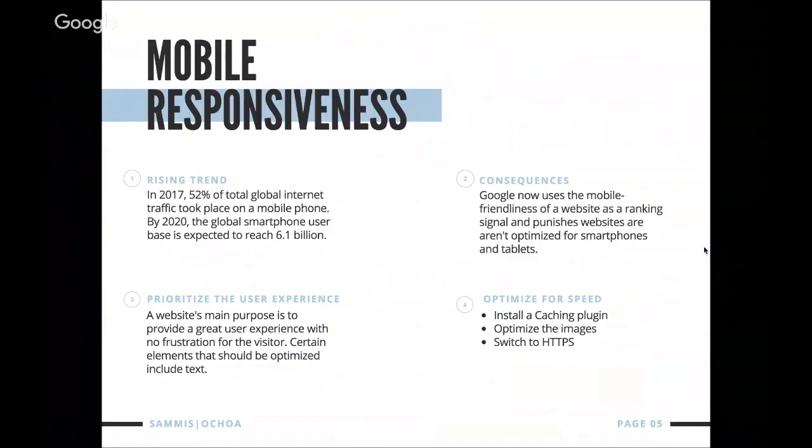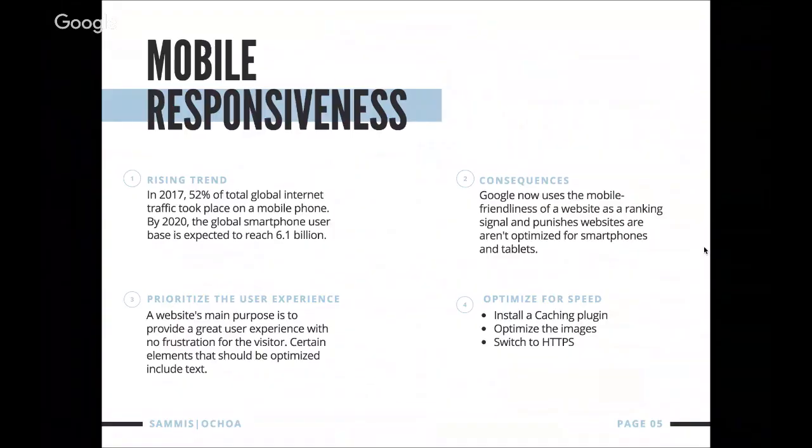So think of it as a place to be responsive to your visitors. When you are designing your website, you want your website to be integrated for a mobile phone. The consequences: most people don't know, but Google is now using mobile friendliness as a website ranking signal. And they actually punish websites who aren't optimized for smartphones and tablets. So when you are in the process of having someone design your website or designing it yourself, feel free to bring that up to them. Ensure that it's optimized correctly for a smartphone and for a tablet as well.